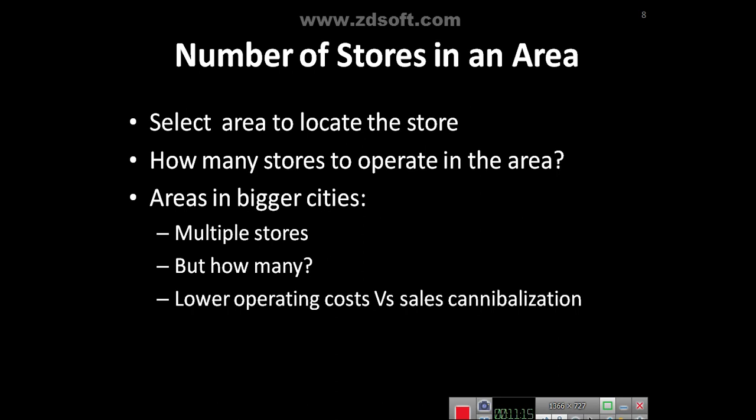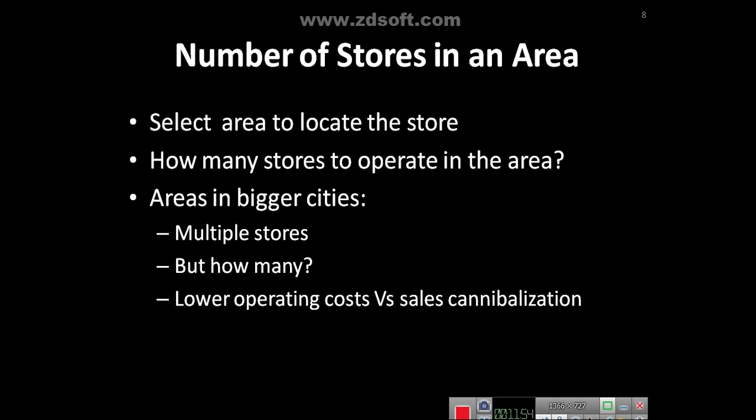Then the $1 million question is, if a retailer wants to open multiple stores in the same area, how many stores are ideal? If the number of stores is lesser than the ideal, then the supply chain costs will not decrease significantly. But if the number of stores increases beyond the ideal number, then it leads to sales cannibalization.